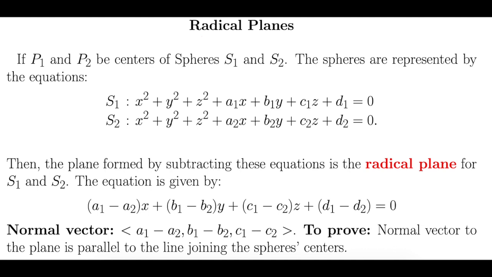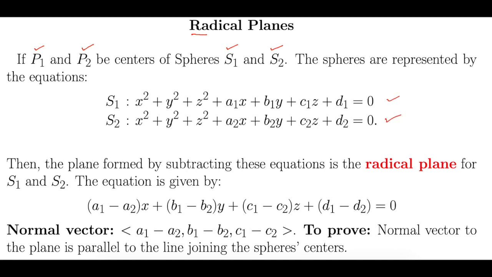Hello, so in this video we will talk about the concept of radical planes. If we have the spheres S1 and S2 with their centers P1 and P2, then the equation of the sphere is given by this one: x squared plus y squared plus z squared plus some constant x, some constant y, some constant z, and some constant is equal to 0.